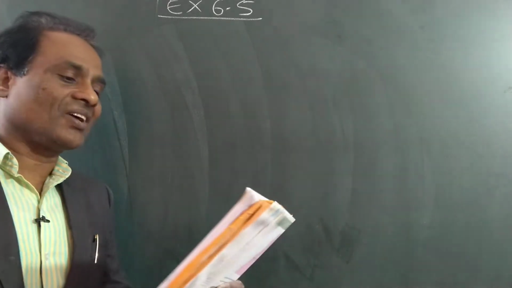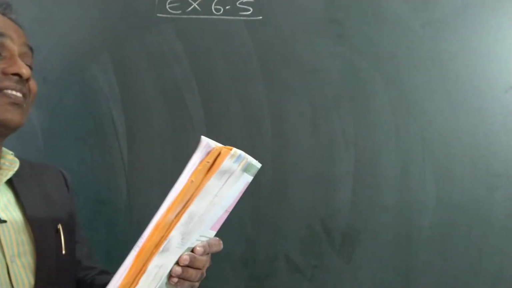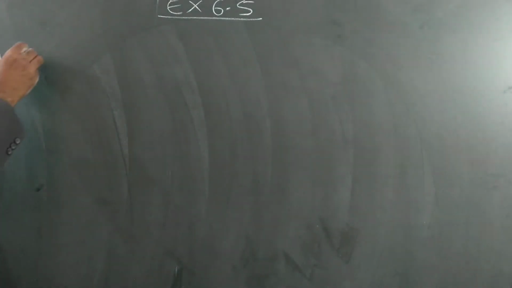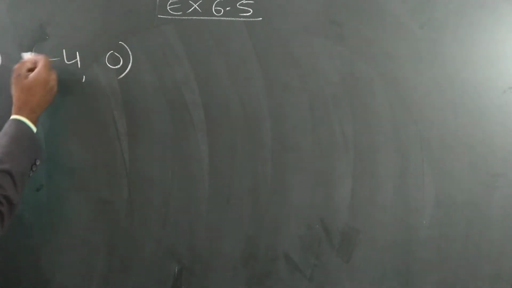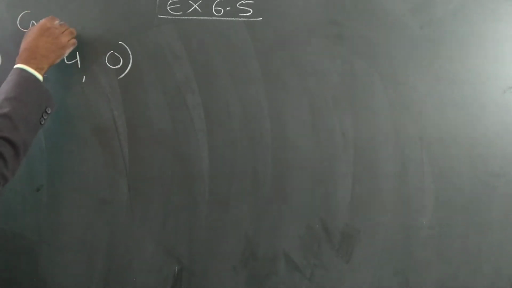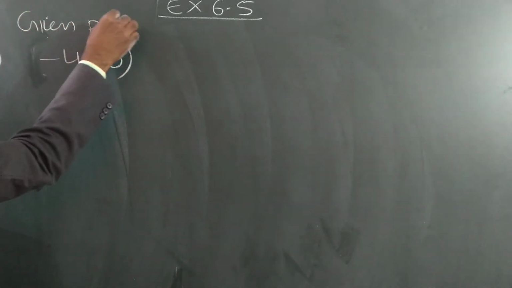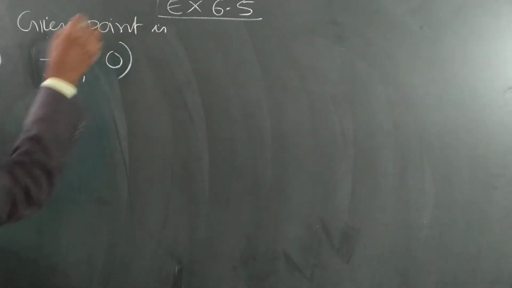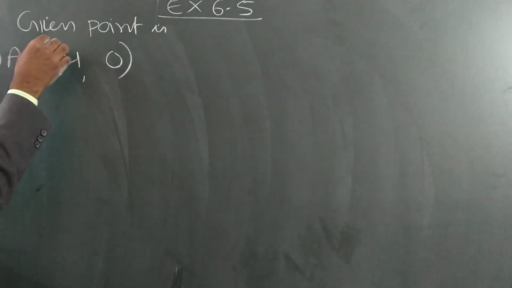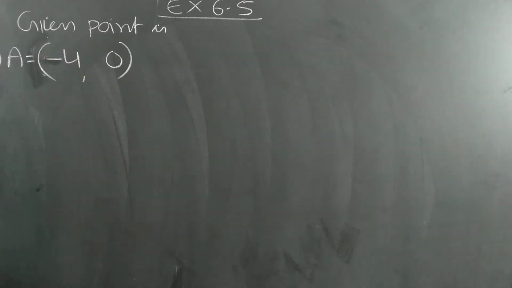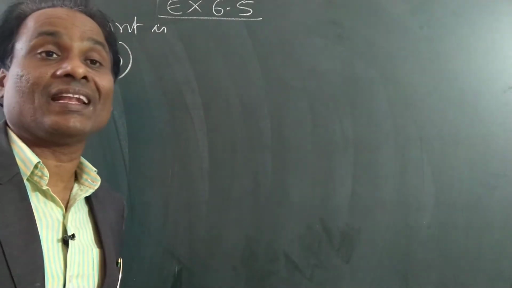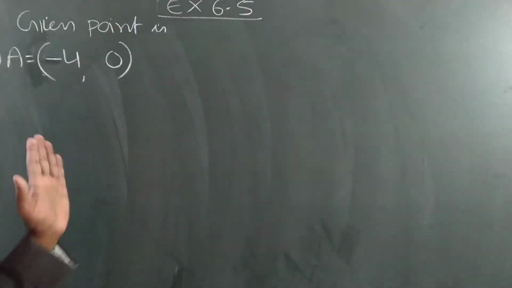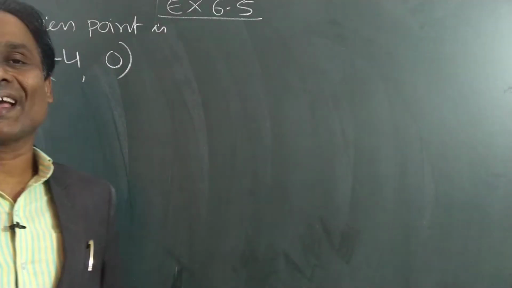Write the equation of the line parallel to y-axis and passing through the point -4, 0. Given point is, say, A. What is that point? -4, 0. So mark this point on the Cartesian plane and through this point draw a line parallel to y-axis.